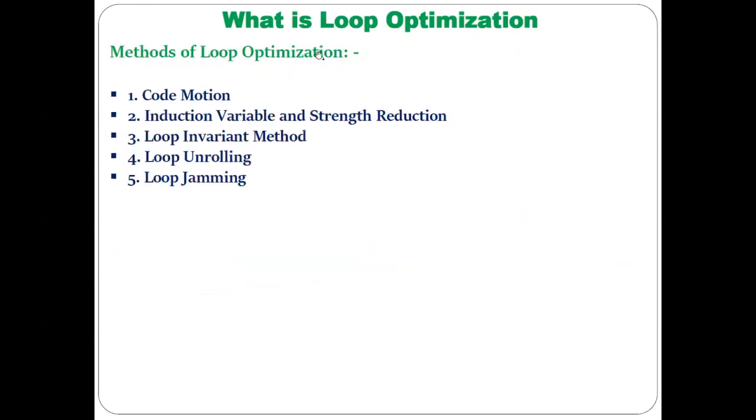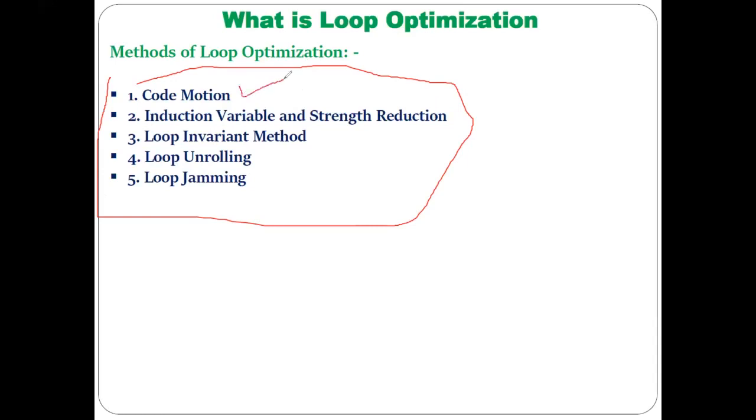Okay. Now next, here we have to discuss the different kinds of techniques through which loop optimization can be achieved. So these are the five important techniques using which loop optimization can be achieved and the efficiency of the compiler can be improved. The efficiency of the program in terms of time and space can also be improved. So what are the techniques?